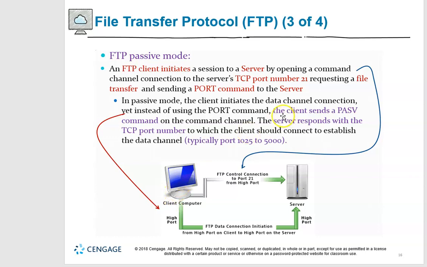And how does this happen? Well, it sends this passive PASV command on the command channel, and the server will respond with the TCP port number to which the client should connect to establish the data channel. So that could be something else. You don't see a 21 down here like you did on the last slide, and it's typically a port number between 1025 to 5000, a higher port number.